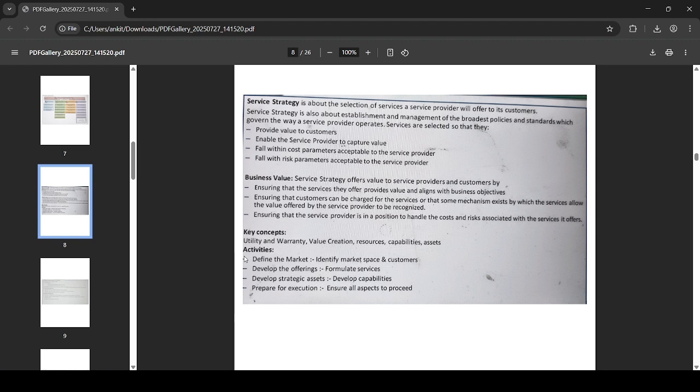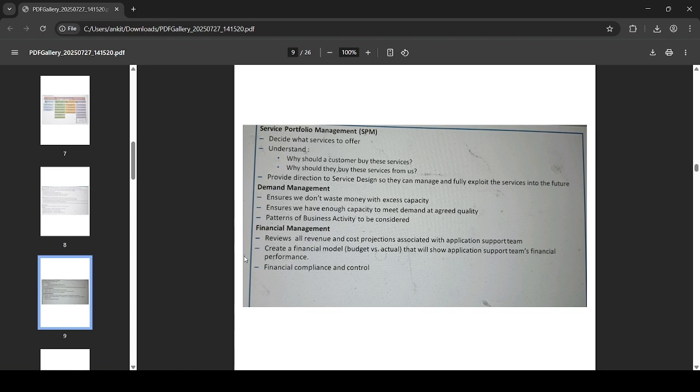Activities include defining the market. In service strategy, we will include all the services, keeping in mind that it defines the market, will identify the market space and the customers, formulate the services on our own, develop the capabilities, and ensure all aspects to proceed.